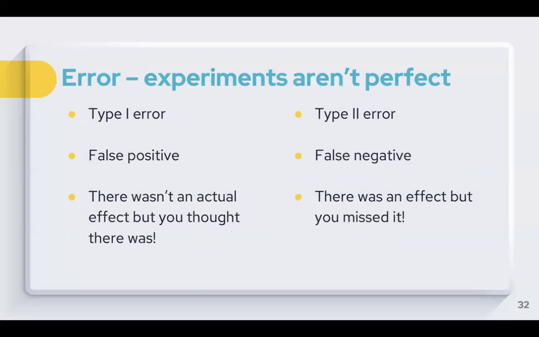Okay, we talked a little bit about type 1 and type 2 error. Type 1 is a false positive, type 2 is a false negative. And so hopefully this slide will help you understand the difference between those two things.